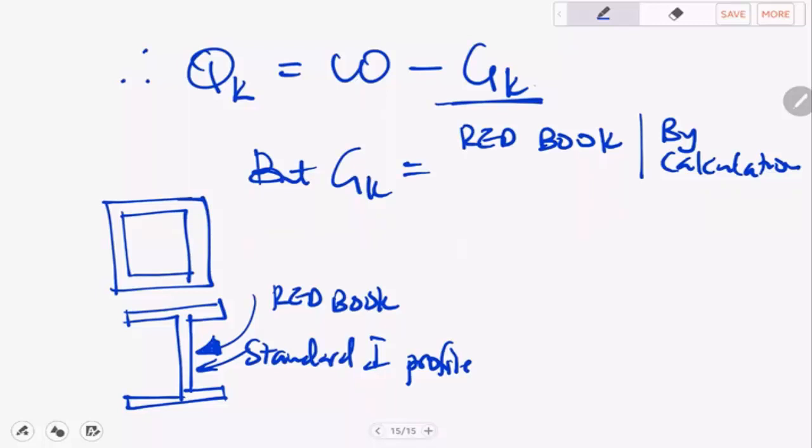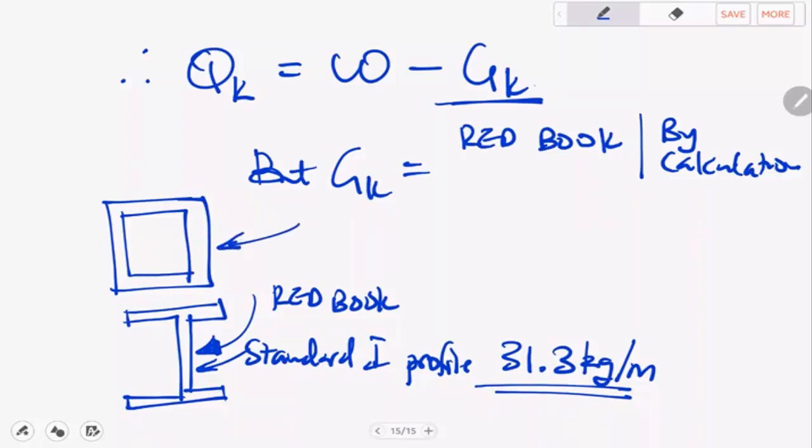If you look at the first column, where it gives you dimensions and properties, this thing weighs 31.3 kgs per meter. Right? Weighs 31.3 kgs per meter. And what about this one? How much does it weigh? We don't have the standard 200 by 200 by 6. From the tables, we don't have that standard section.